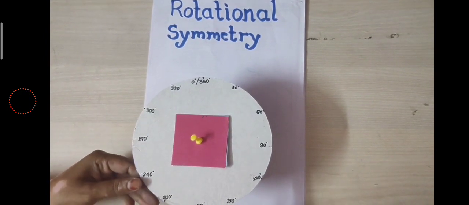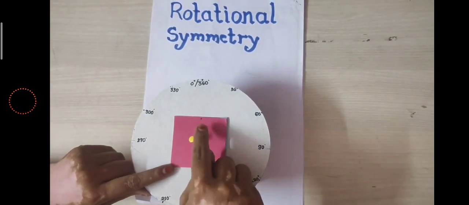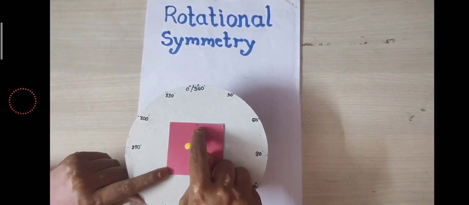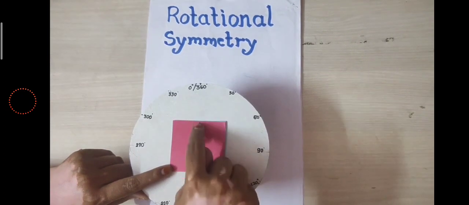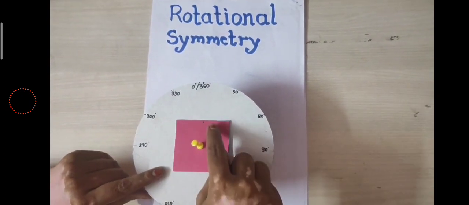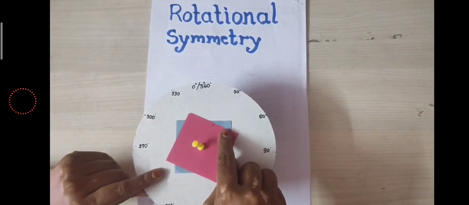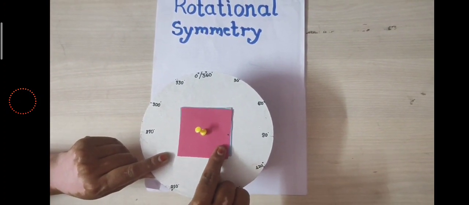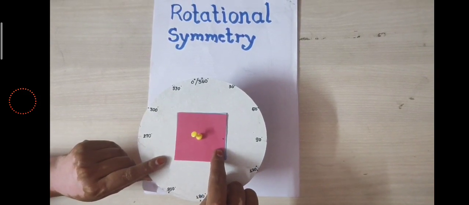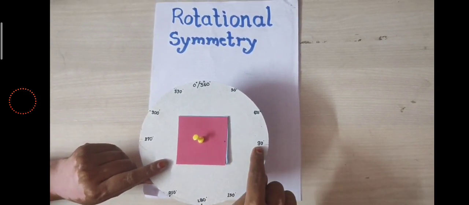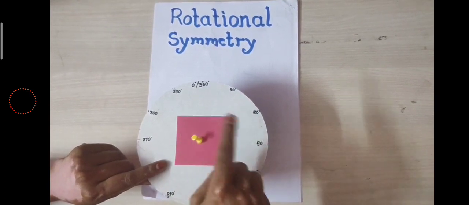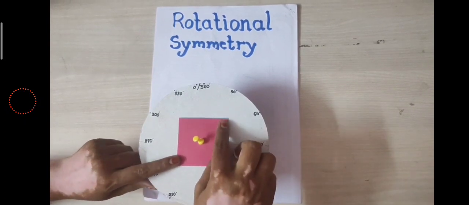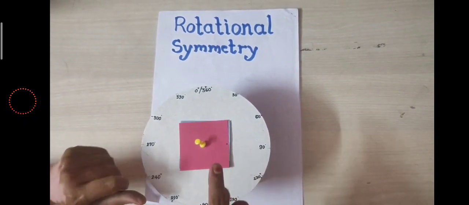Okay, now I have taken a square here. On the square I have marked one blue dot so that it will be easy for you to locate that the rotation is taking place, and at what angle this pink one looks exactly like the blue one. So I have started the rotation, and the blue one is visible till it coincides. Yes, the pointer came at 90 degrees. At 90 degrees the blue shape behind is completely hidden by the pink one. That means the pink one is looking exactly like the original one.